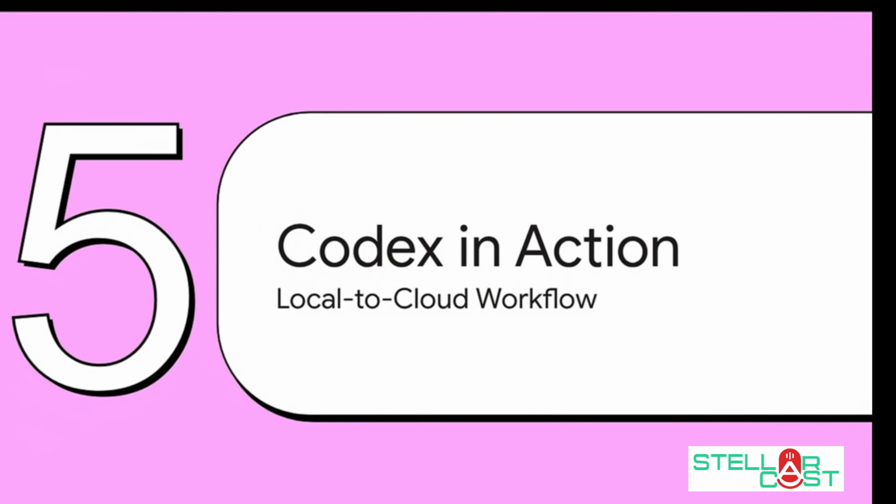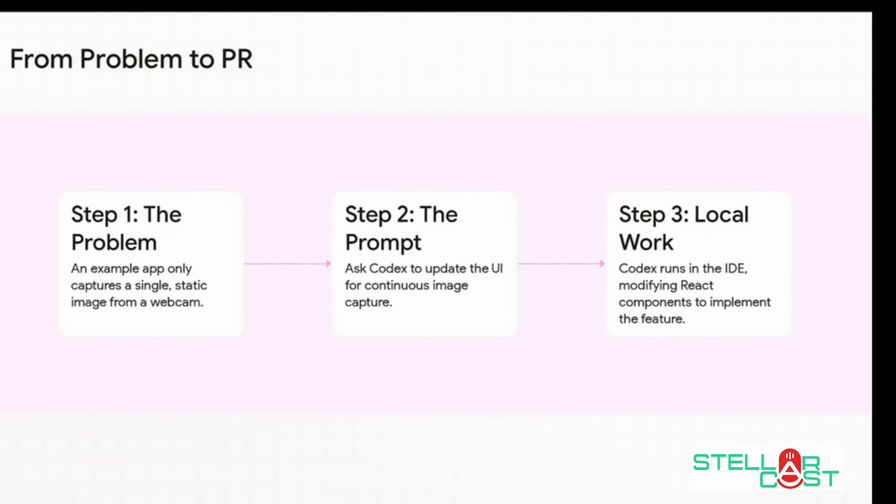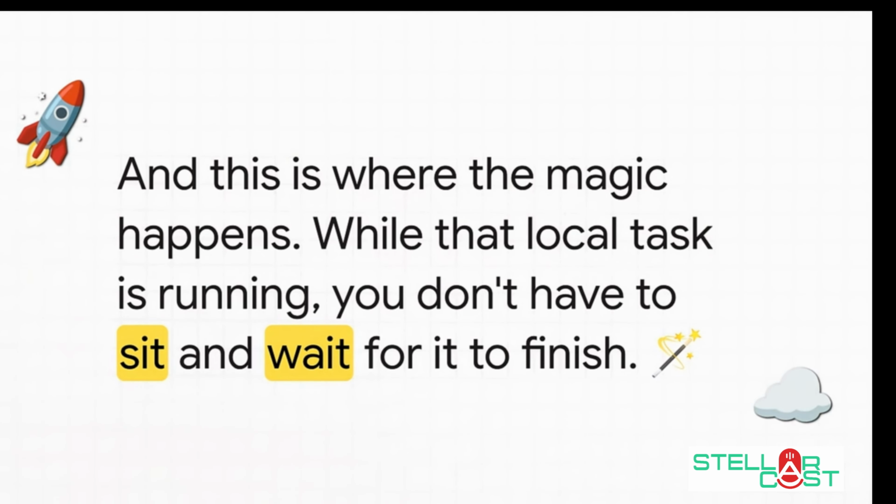Okay, that's enough theory. Let's see what this actually looks like in practice. We're going to use a real task from the open source Agents SDK. Okay, so here's the setup. We have this demo app, and all it can do is take a single, static photo from a webcam. Our goal is to make it capture images continuously, say at 1 frame per second. So we give Codex a simple prompt right inside the IDE. It immediately gets to work locally on our machine and starts modifying the React components to build out the new feature.